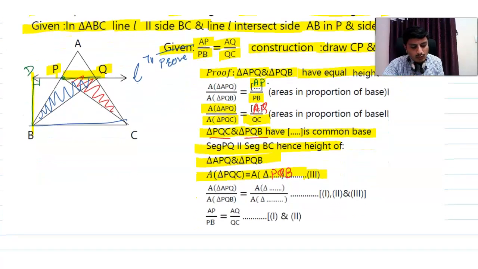Look at equations 1, 2 and 3. Using those three equations, area of triangle APQ divided by area of triangle PQB equals, as per equation number 2, area of triangle APQ divided by area of triangle PQC. Since the given ratios are equal, let us equate their right-hand sides, so we have AP divided by PB equals AQ divided by QC. Hence we have our proof. This is the basic proportionality theorem.